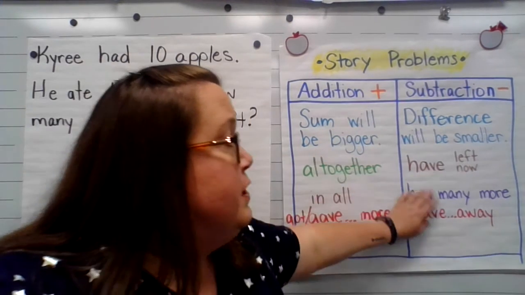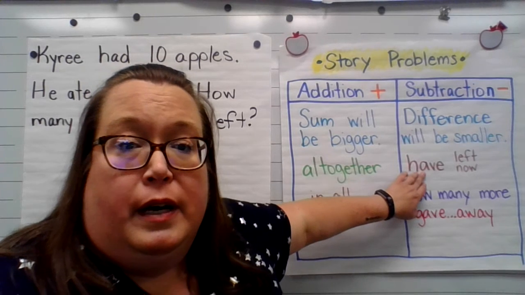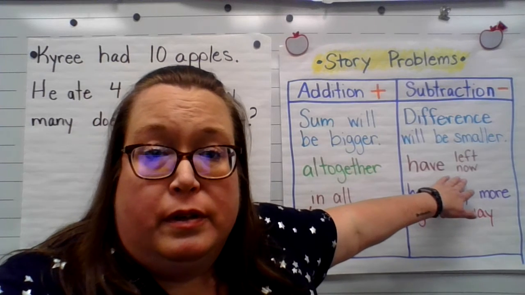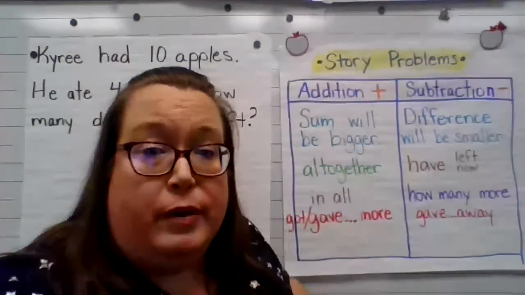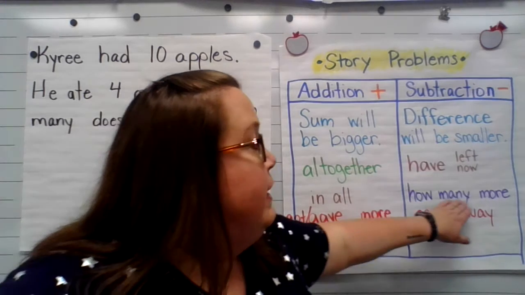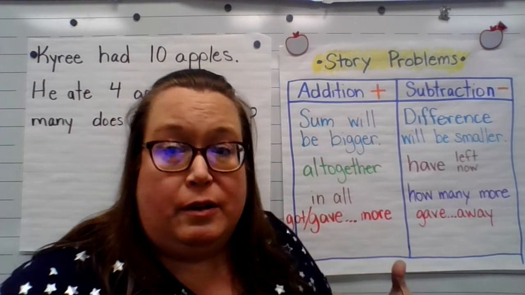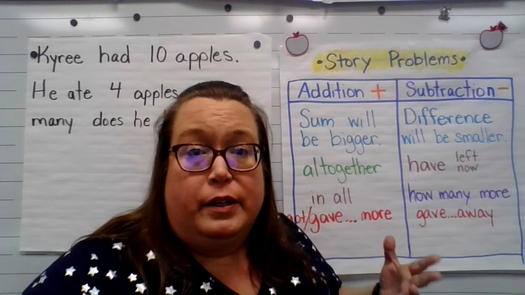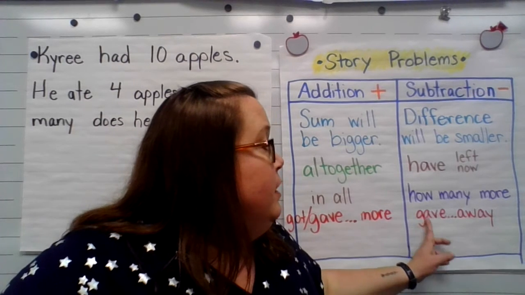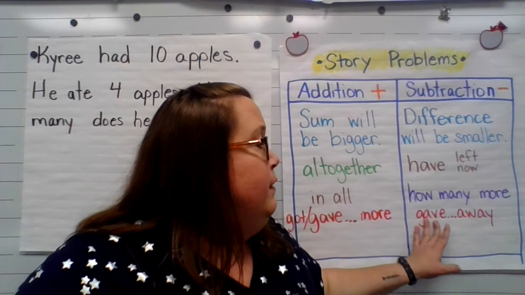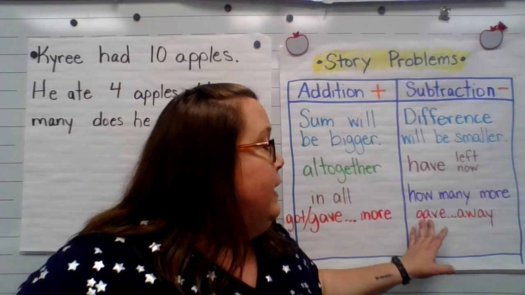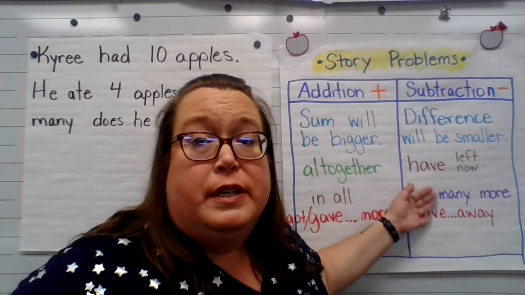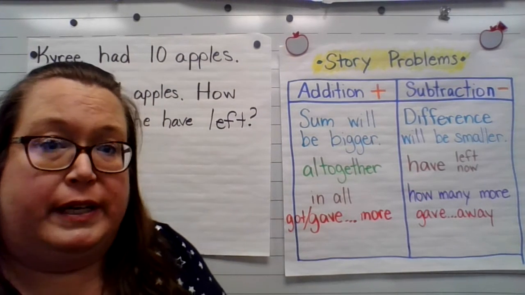As far as on the subtraction side, we talked about how if we hear the words have left or have now, that would be a good clue that we're going to use subtraction. Also, how many more, if we're asked that question, that's a good hint or a good clue that we're going to use subtraction. Also, if somebody in a story gave something away, that means they have less of what they had before. So that means they're going to subtract. Those were just some clue words that we talked about last week. All right.